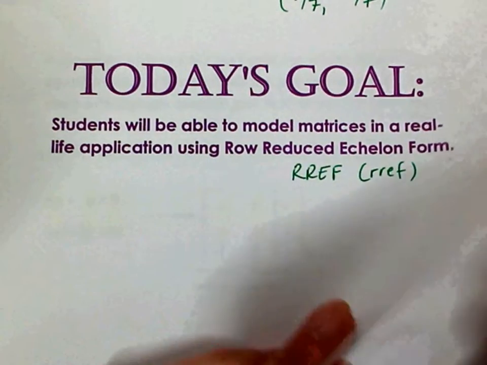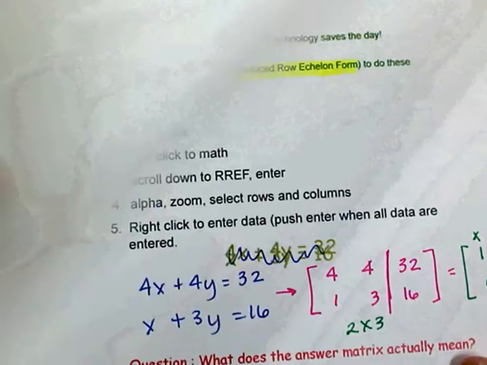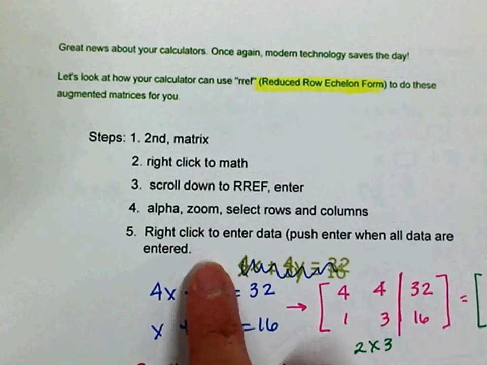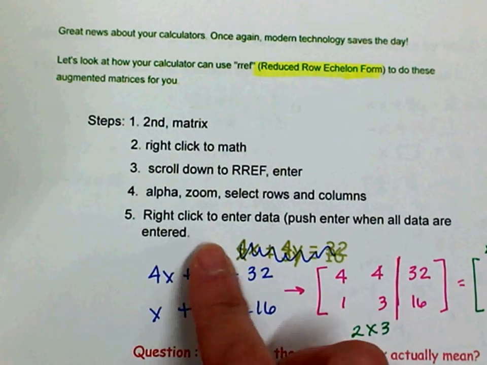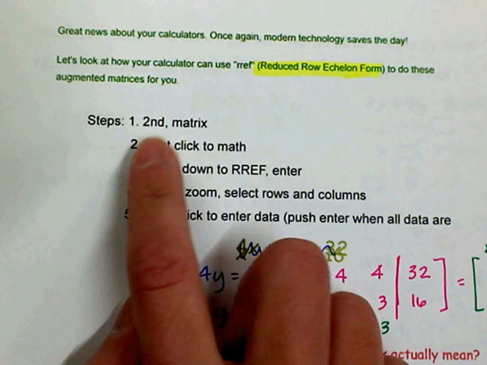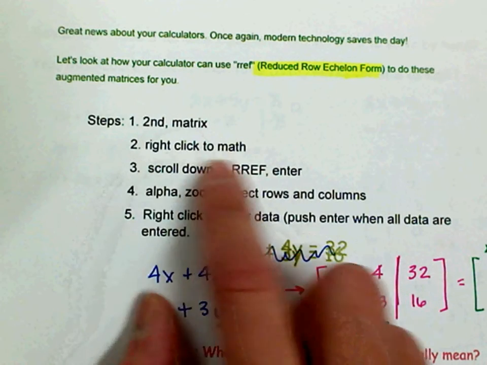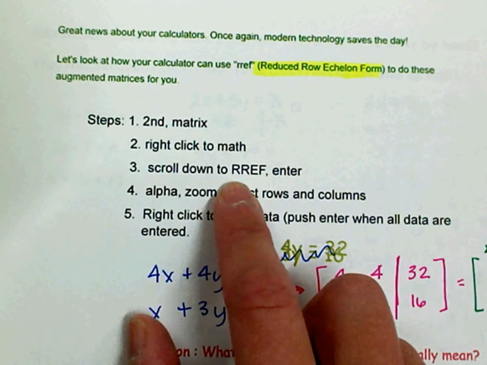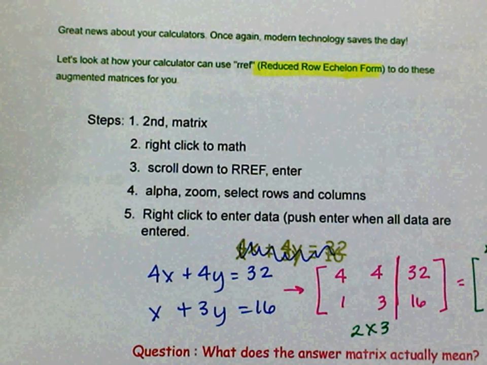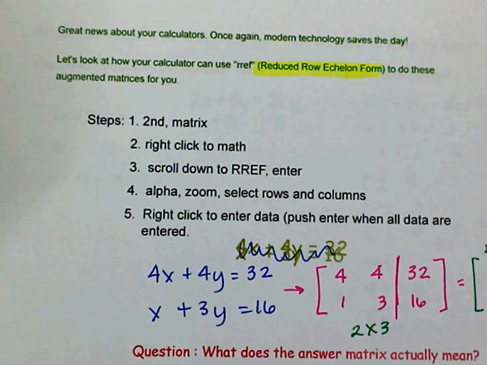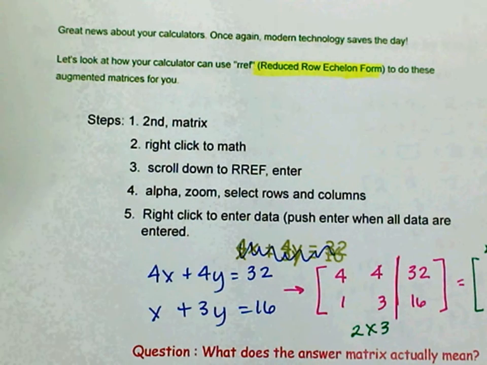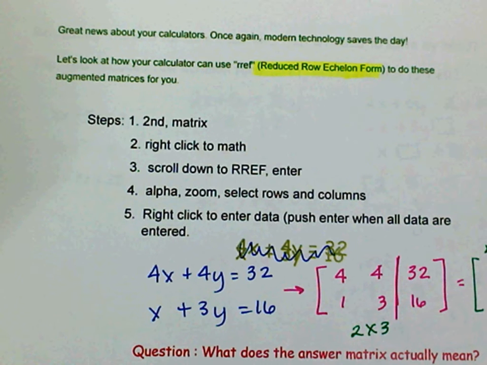I've already done part 1 for you, so we're going to go to part 2 real quick and refresh your memory on how you type it in to find the solutions. Second matrix, right click to math, scroll down to RREF, it's the letter B. You push enter. Do alpha zoom to get your matrix. Now remember, alpha zoom is limited to a 6 by 6. You right click on the data, and to enter data you push enter when all data has been entered.